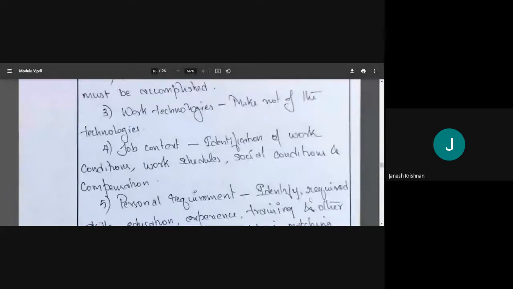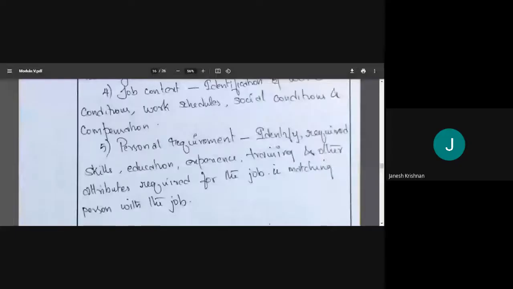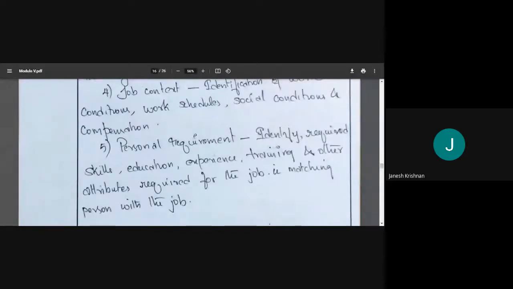Then come personal requirements, right? What is required in the person, as I said earlier: a more skilled person, the skills, the training, and all the other requirements.